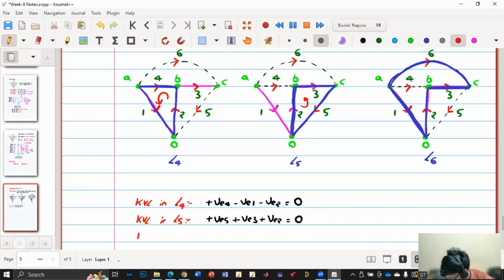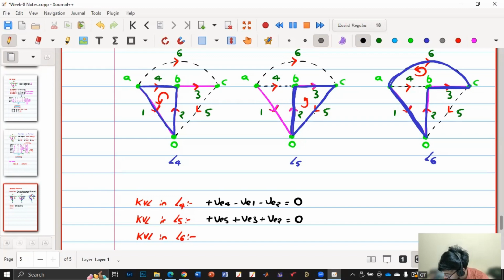Okay. Now I'll apply KVL in L6. Again, I'll consider the opposite direction of the current in link 6, because link 6 is forming the loop. So how do I consider? I will consider the current in this direction, so I'll go in this direction. I'll start from C, go to A, come to O, then B.